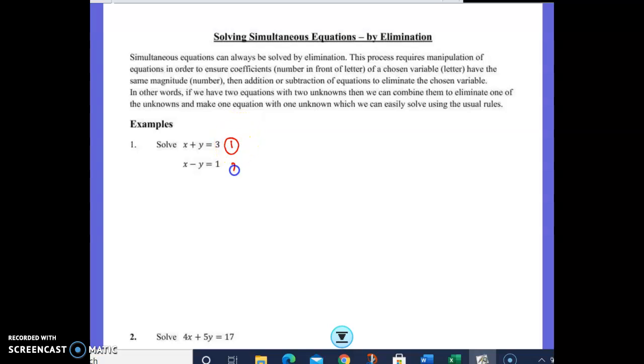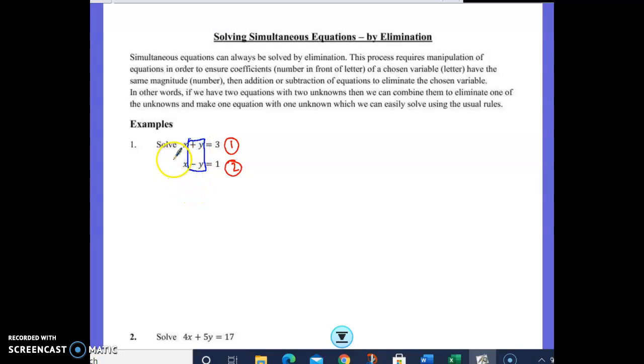Okay, two equations again. Here's my equation 1, there's my equation 2. And our idea here, using the elimination method, is to eliminate one of our unknowns, so to get rid of either an x or a y. And we do that by combining our two equations so that we end up with one equation and one unknown. And if we've got one equation and one unknown, we know how to solve equations like that easily.